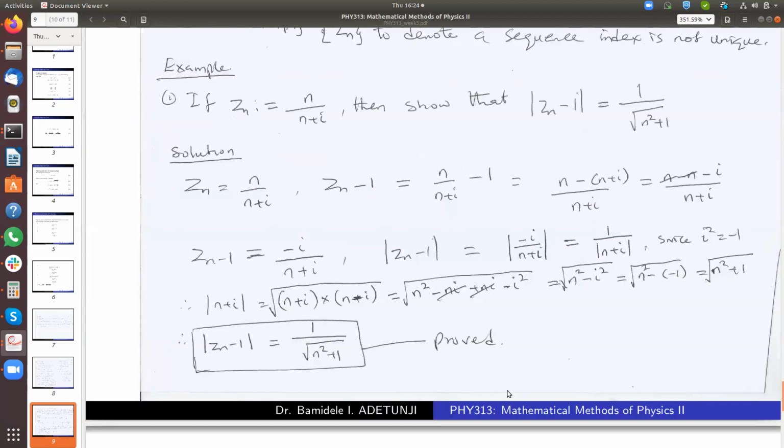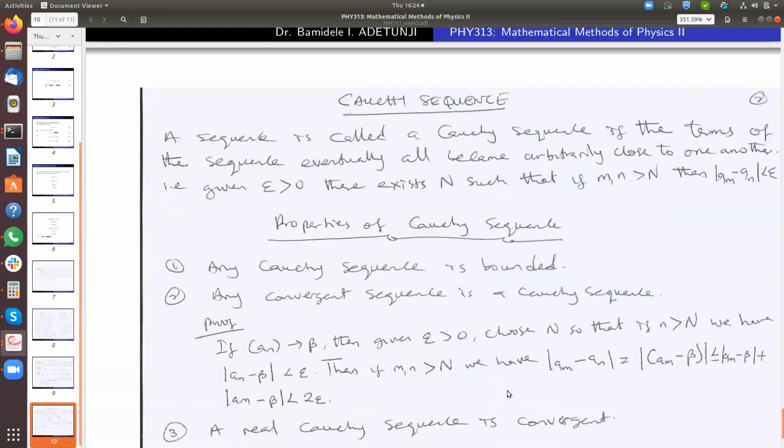So that is what we call a sequence. Now let's look at Cauchy sequence. A sequence is called a Cauchy sequence if the terms of the sequence eventually all become arbitrarily close to one another. That is, given epsilon greater than 0, there exists N such that if m, n is greater than N, then the modulus of am minus an will be less than epsilon.